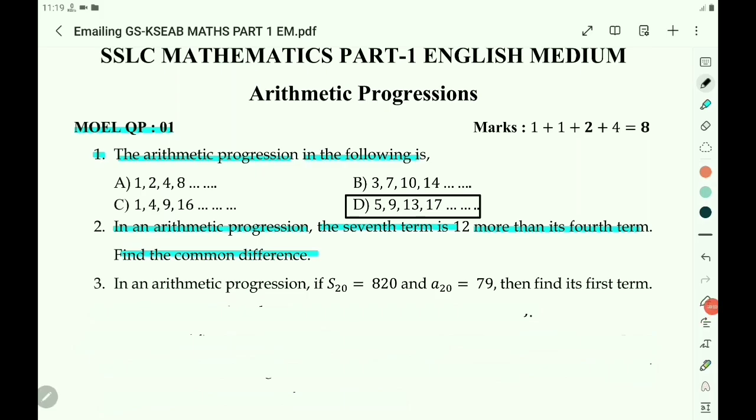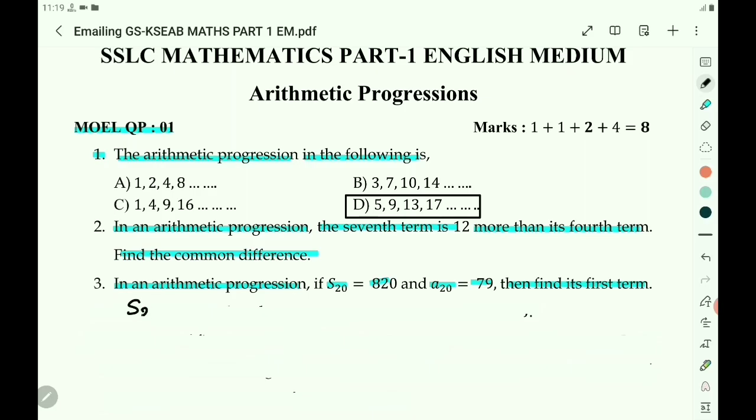Question number 3, 2 marks question. In an arithmetic progression, if S20 equals A20, A20 equals 79, then find its first term. Here S20 is given and A20 is given. What we have to find out? We have to find first term. S20 is the sum of 20 terms. A20 is the 20th term. N is equal to what? N is equal to 20.